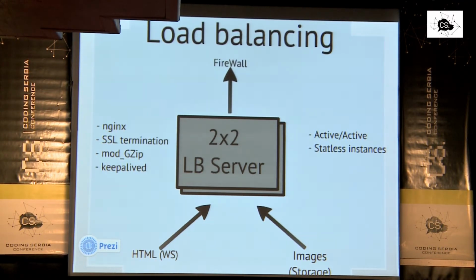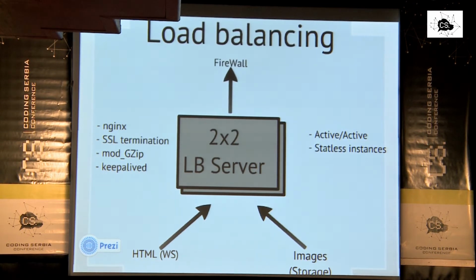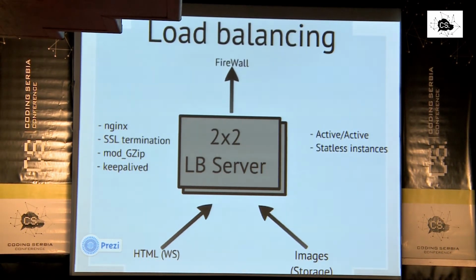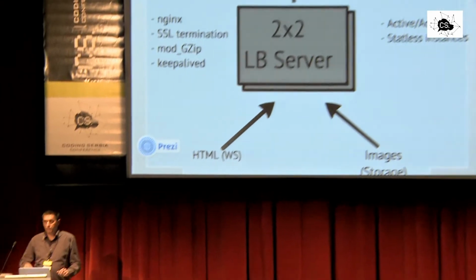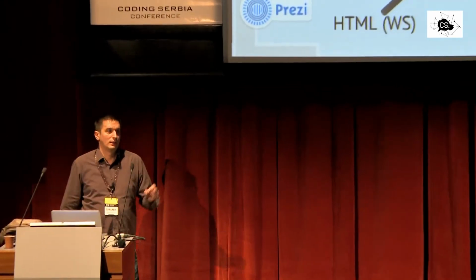Load balancer servers are serving web pages, HTML pages, which come from the web servers, and images, which come from the storage. This setup is made so that images can be served from CDNs, content delivery networks, in the future if we expand geographically, so that a CDN will have meaning in that case.